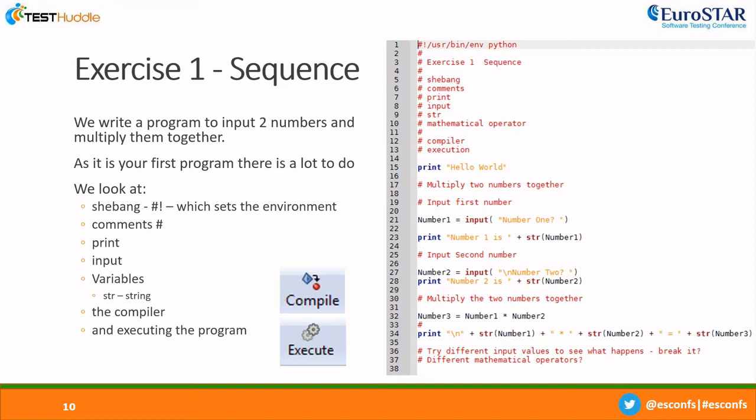Firstly, we looked at the shebang, which is a crazy name. It's a special type of comment which sets the environment. That's on row 1 of the code that you can see on the right. This is the real code that we used in the exercise. In the exercise, we would type it in line by line and explain statements as we went and build up to the completed program.